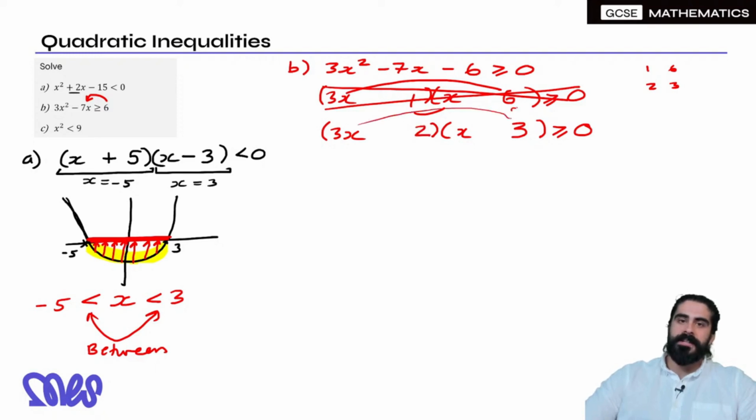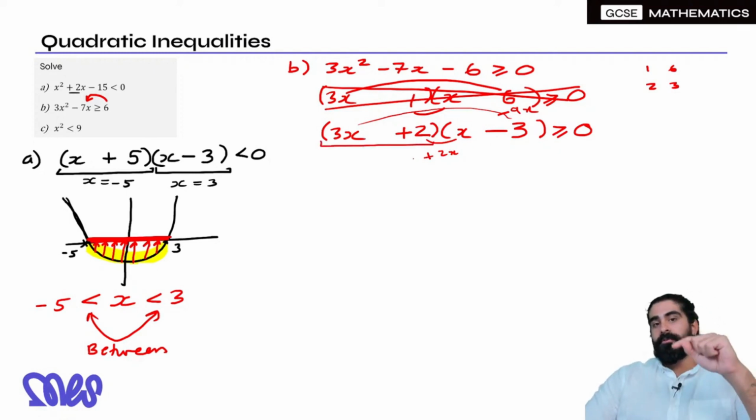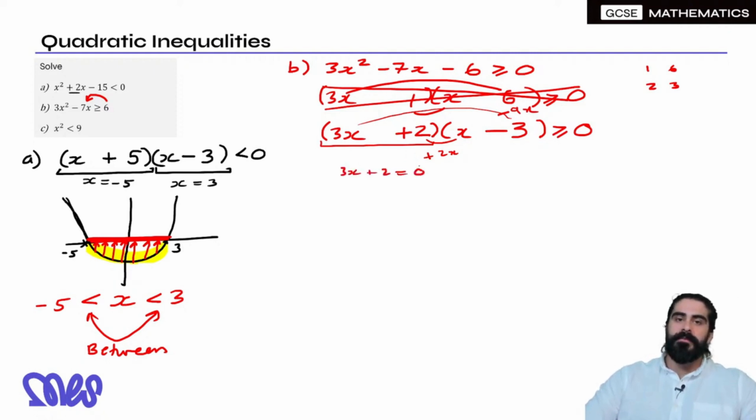Now let's see what happens. 3x times 3 is 9x. 2 times x is 2x, which can make minus 7 if we have minus 9 plus 2. So we need that plus 2x and we need that minus 9x. Now we do the same thing. If 3x plus 2 equals 0, we move the 2 over, it'll become minus 2. X will be minus 2 over 3. And here, if x minus 3 equals 0, x would be 3.